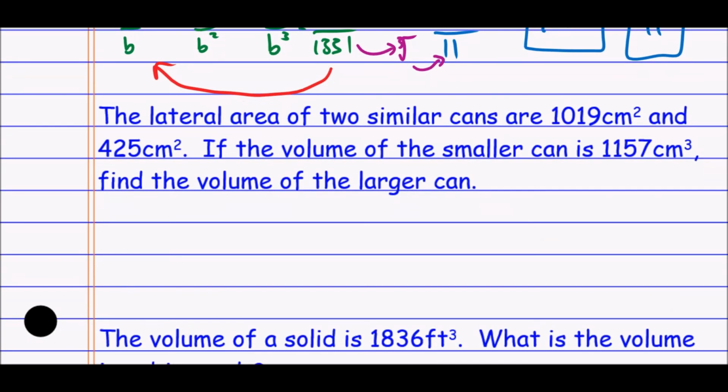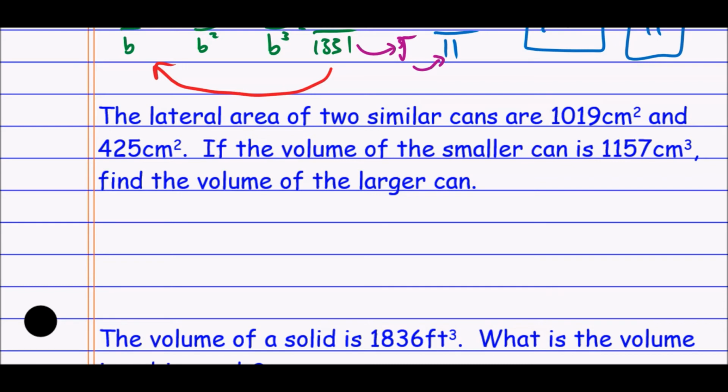For this one, the lateral areas of two similar cans are 1019 and 425. If the volume of the smaller can is 1157, find the volume of the larger can. And so once again, the thing that's tricky here is I can't go right from the area to the volume in terms of the scale factor, okay? I have to work my way back through the original scale factor.